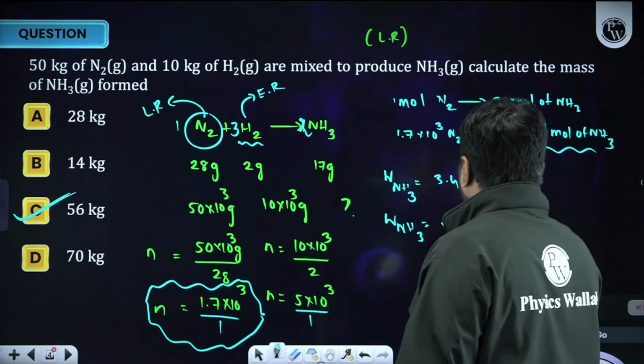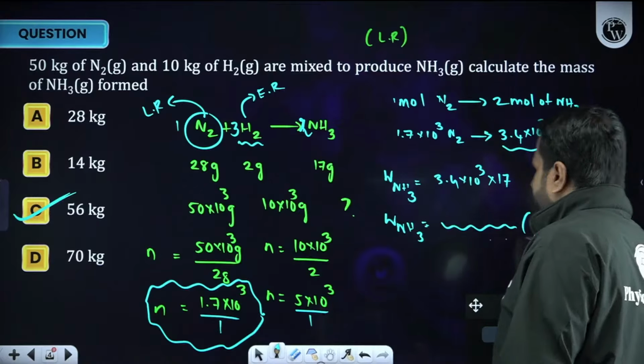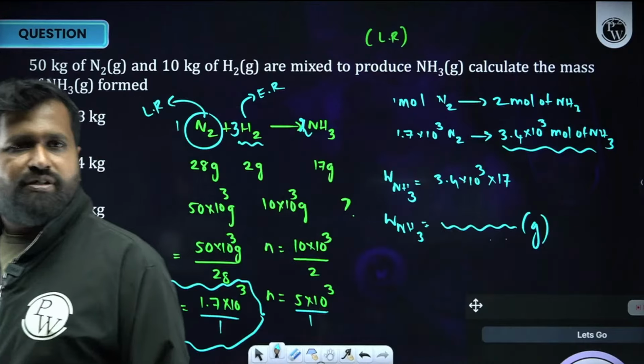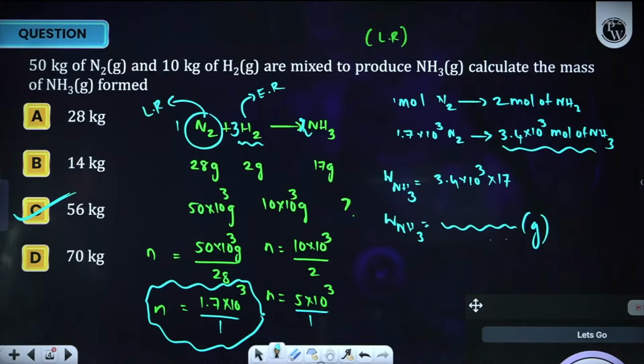Now, whatever value we get in gram, we need to convert this into kg. Option C is the correct answer.